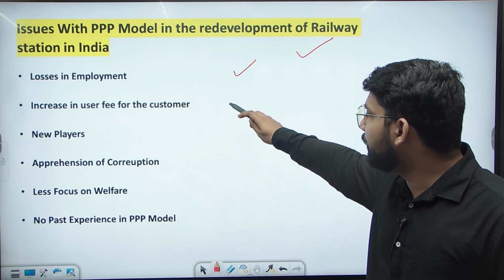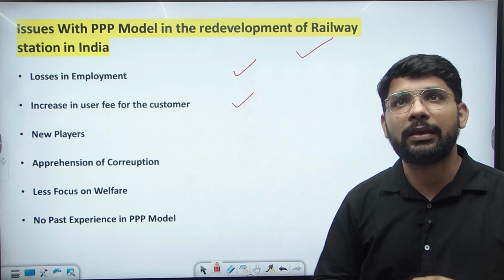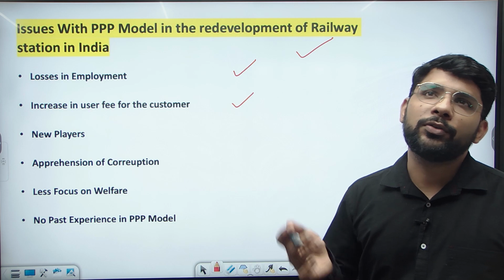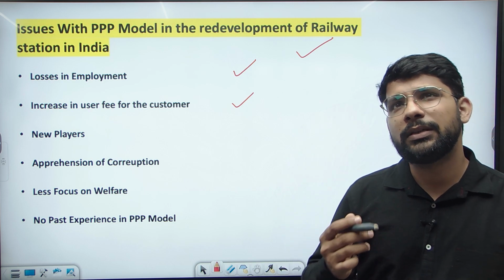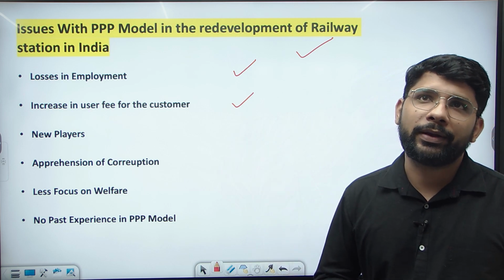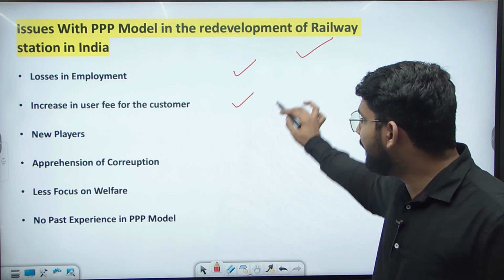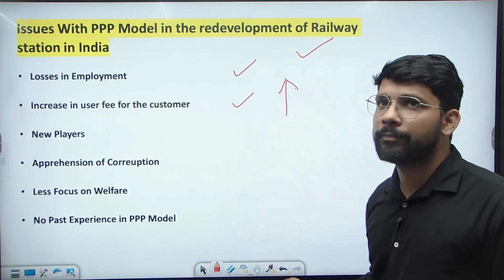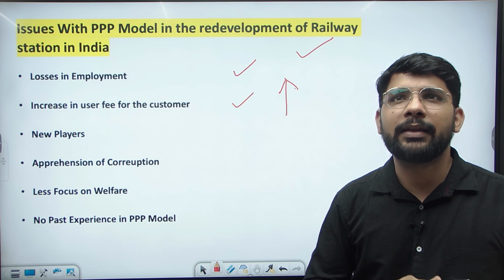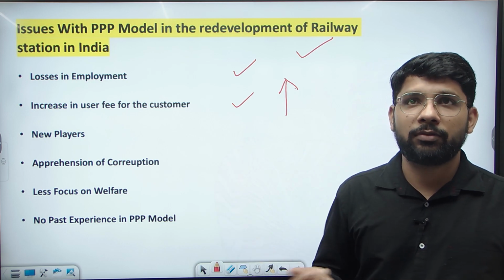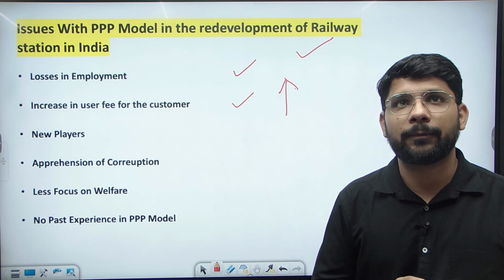Increase in the user fee for the customer. They will charge a fee for using the amenities, for using the waiting hall, and some of the other services which are provided at the station. So it will increase the user fee burden. New players will enter the market, like one of the private trains that was built in Gujarat.